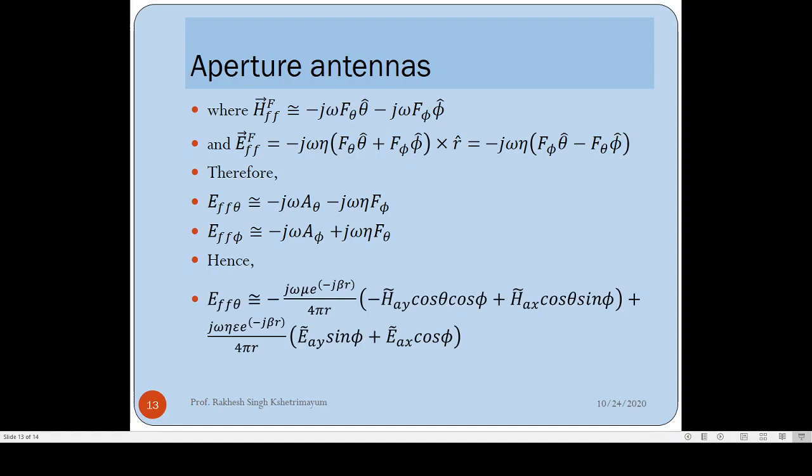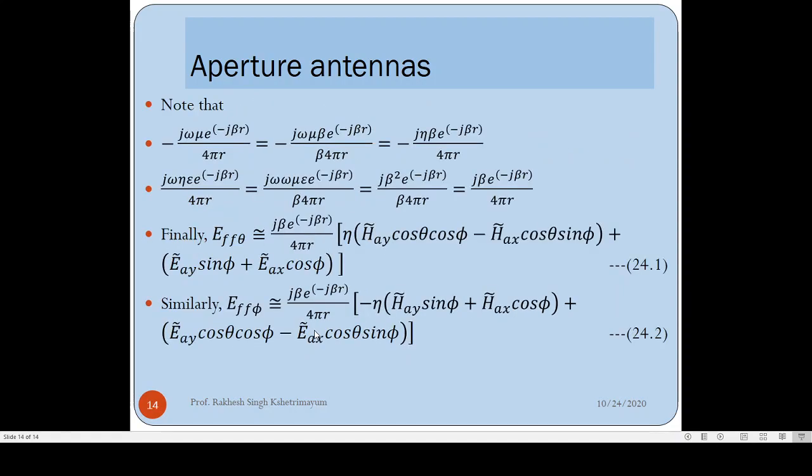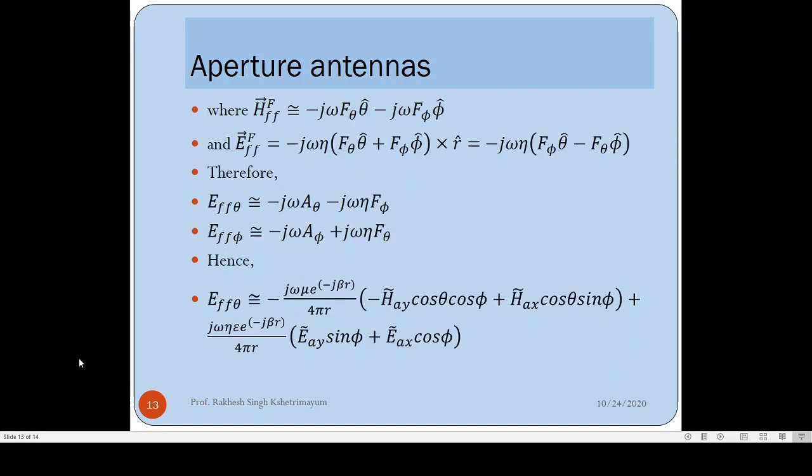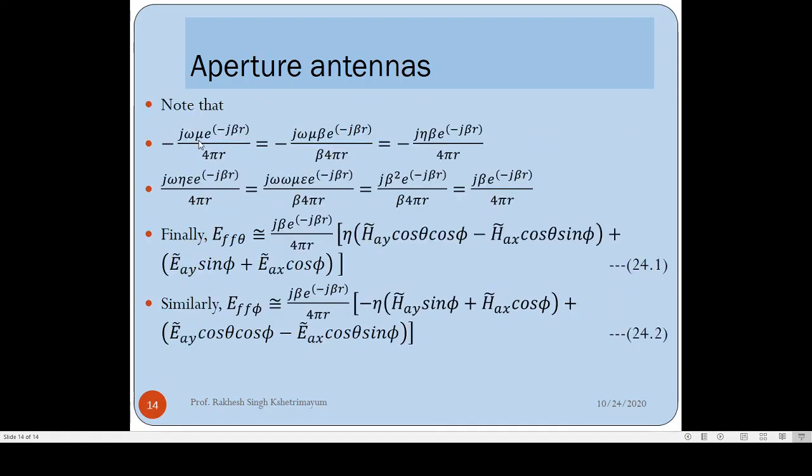You plug the values of A theta and F phi, A phi and F theta in this expression, then you will get the electric field in the far field theta component, which expression is this. You can even simplify it. Just plug it in here. This expression you can further simplify. That simplification is done here.